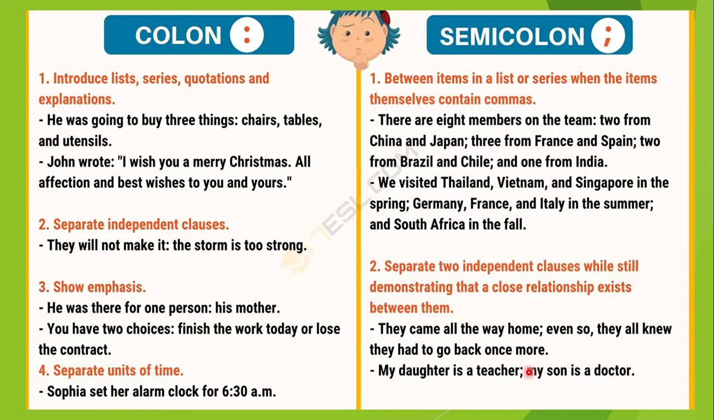Okay. So my daughter is a teacher, my son is a doctor. So here I can use, instead of the semicolon, the conjunction and. My daughter is a teacher and my son is a doctor. That's why they are there, because I removed that conjunction and. Okay, I hope you understood. And if you didn't remember, you can text me and ask me and I can help you out.